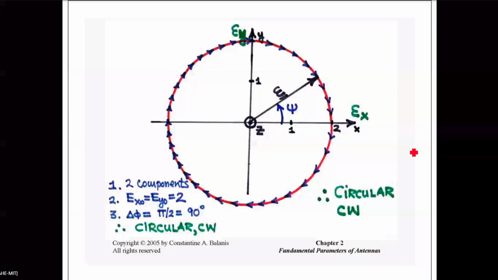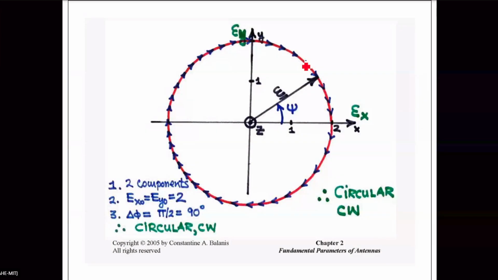So any questions? Here the instantaneous amplitude is always constant, because this one is 90 degrees apart from this. So sin square omega t plus cos square omega t adds up to 1, and Ex naught and Ey naught are equal. So the instantaneous value will lie on the circle. But the direction of rotation depends on whether it is plus 90 degrees or minus 90 degrees. So this is a case of circular polarization.